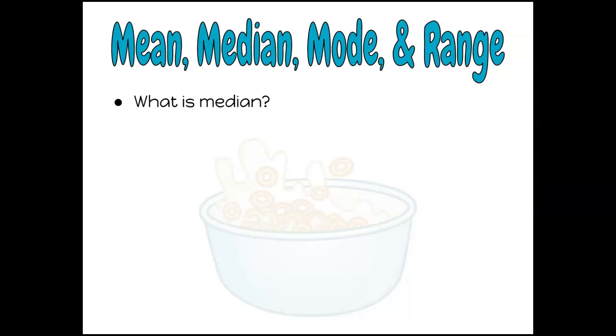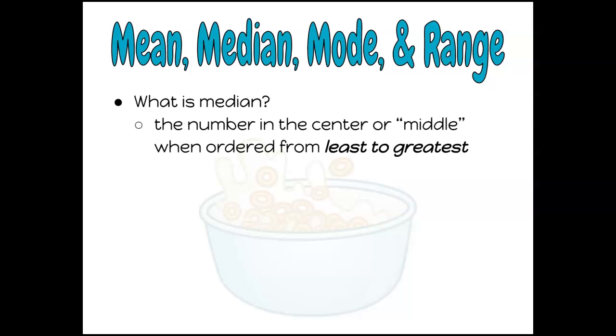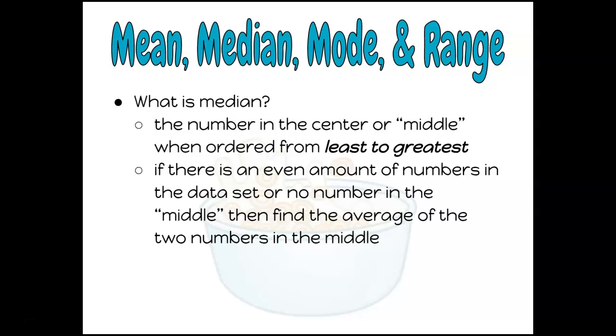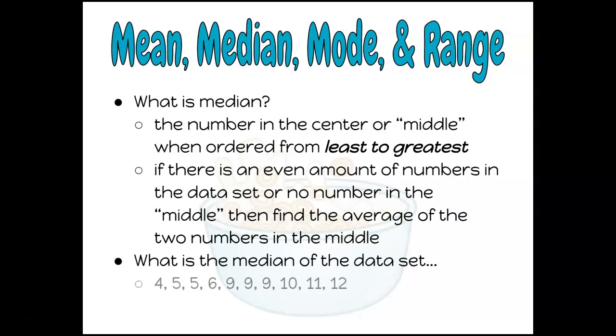What is median? The number in the center or the middle when ordered from least to greatest. If there's an even amount of numbers in the data set or no number in the middle, then you find the average of the two middle numbers. So what is the median of this data set? The median is 9.